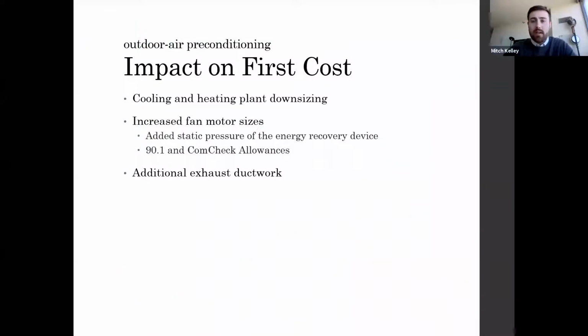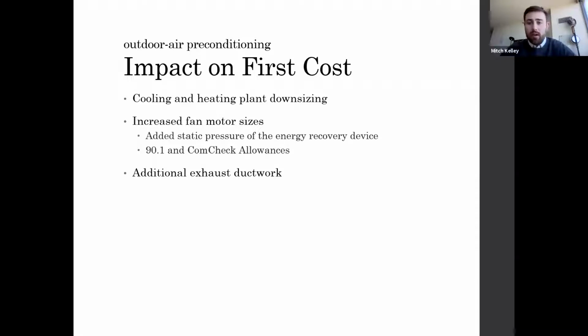Of course, when investigating the first cost savings due to the downsizing of cooling and heating plants, you need to consider the impact of the energy recovery device on the first cost of other system components. The addition of an air-to-air energy recovery device for either outdoor air preconditioning or sensible air tempering adds static pressure drop to both the outdoor and exhaust air paths. This requires more fan energy and possibly larger fan motors to overcome the increased static pressure drop. It may even create the need for a powered central exhaust fan where one was not required before.